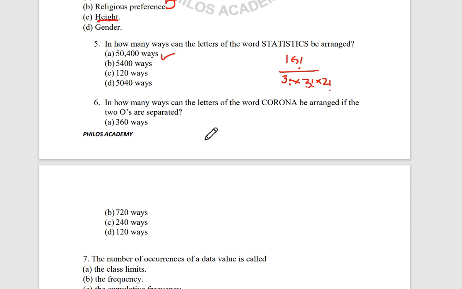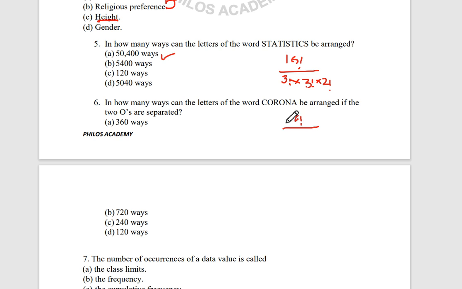To solve question 6, what you're going to do is to find the general number of ways in which corona can be arranged. So let's first find the general number of ways, just like how we did question 5. So that would be 1, 2, 3, 4, 5, 6. So that would be 6 factorial. Sorry for my bad handwriting.